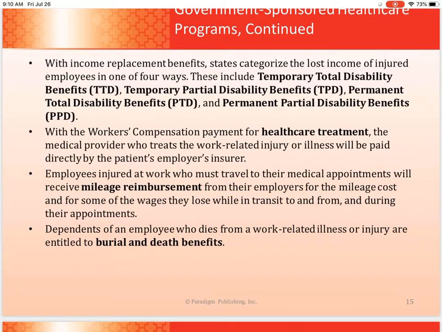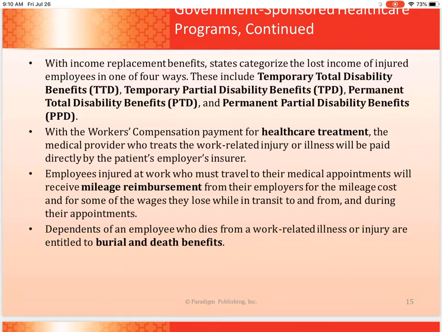Now, with some income replacement benefits, states categorize the lost income of injured employees in one of 4 ways. These include temporary total disability benefits, temporary partial disability benefits, permanent total disability benefits, and permanent partial disability benefits. Now, your temporary total disability benefits are paid when an employee has been injured at work and cannot perform his or her work duties.